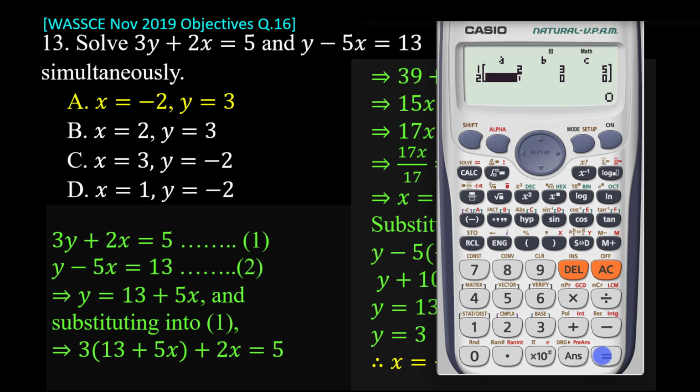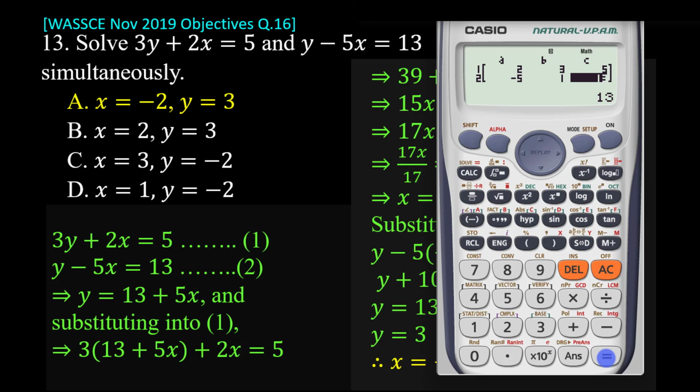Now the same applies for the second equation. Instead of starting with y, we are going to start with the x. So we press -5 and then equal to, and then the coefficient of y obviously is 1. We press it there, 1, and then press equal to, and then the constant is 13. We also press 13 and then press equal to.